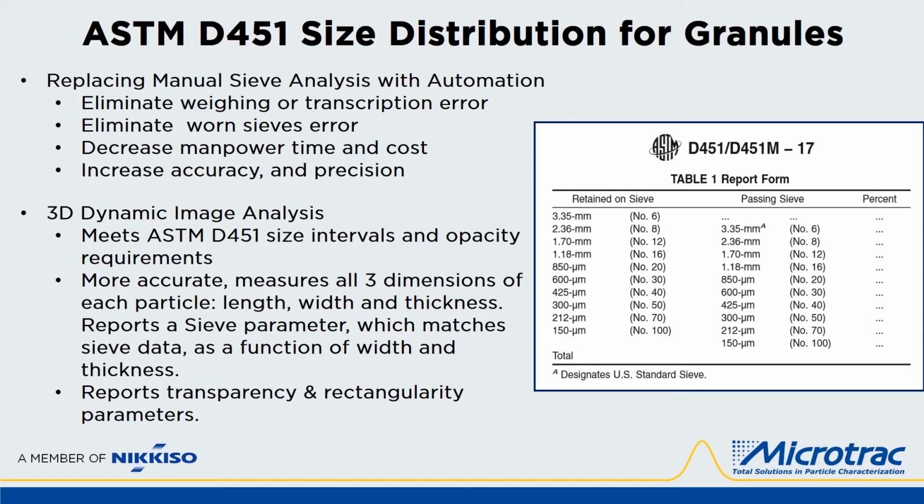Dynamic image analysis as performed by Microtrac's PartAn 3D model is the only automated technology that can handle the large size range interval required by roofing shingle granules. This technology has the added advantage of measuring an opacity parameter called transparency and a shape parameter, rectangularity, which indicates the coverage efficiency of granules on the asphalt layer.